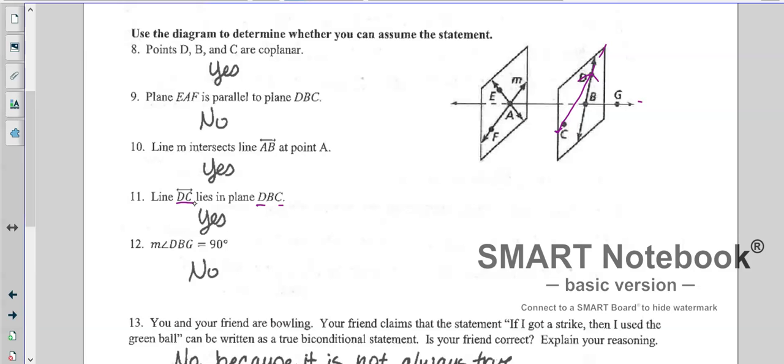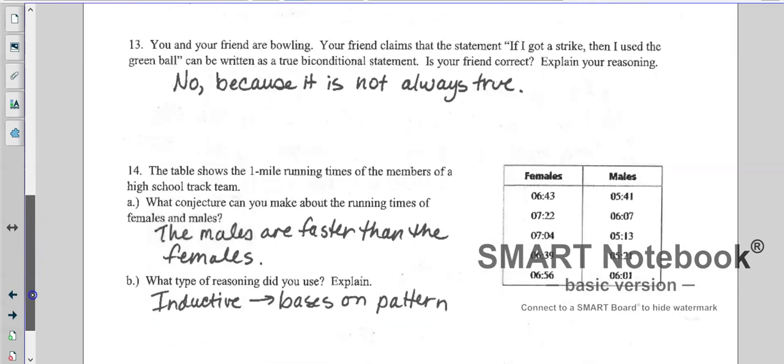DBG is 90 degrees. Okay? Right here, this angle right here. Oh, I'm sorry, my bad. I said DBC, but it was DBG. My mistake. Oh, DBG, that's what we're talking about. DBG is right here. You know, is it 90 degrees? It doesn't look 90 degrees, but from another angle, maybe it is, maybe it's not, but you cannot assume. Without the right angle symbol, you cannot assume, and so that's no.